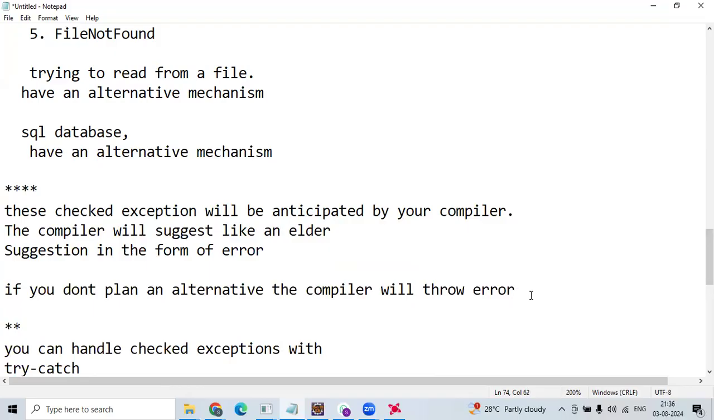But for checked exceptions, the compiler is smart enough to suggest it, in the form of a compilation error. So it won't allow you to run the code without having an alternative path. Manohar, is that clear now?